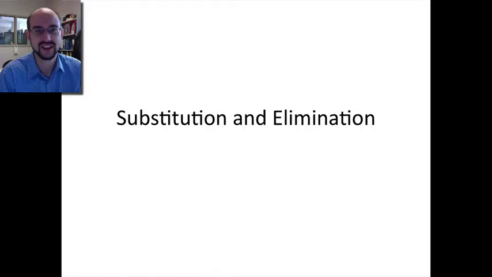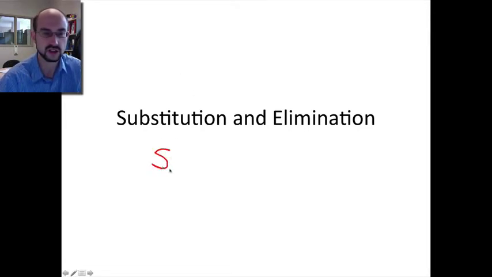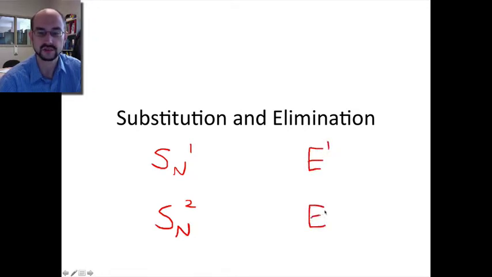Hi everyone. In this movie, I'd like to give you an overview of the substitution and elimination reactions that we're going to be talking about in class over the next 2 or 3 weeks. There are two types of each. For substitution, we have the SN1 reaction and the SN2 reaction. For elimination, we have the E1 and the E2 reaction. What I want to do is go through one mechanism for each of these just so you have a quick overview.